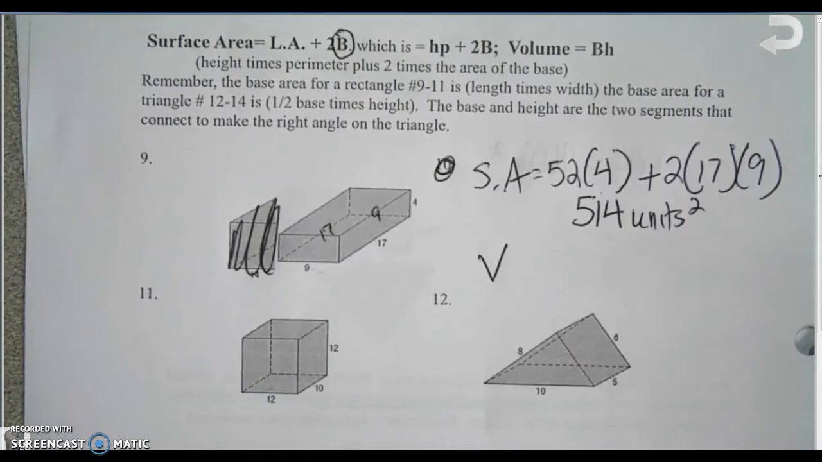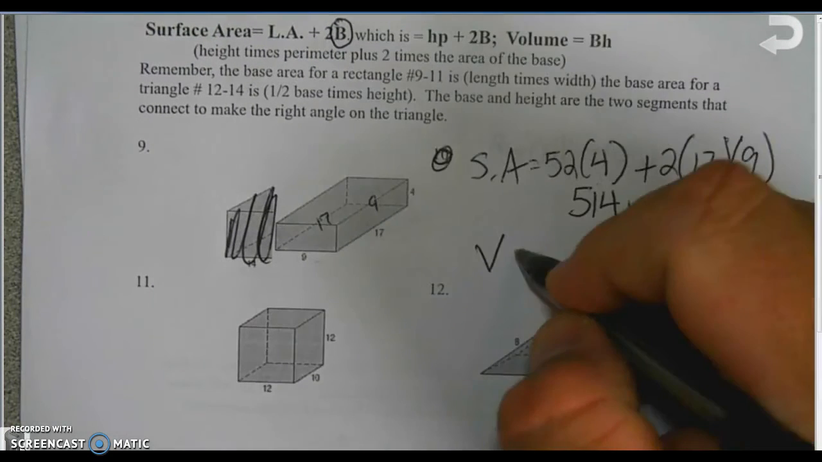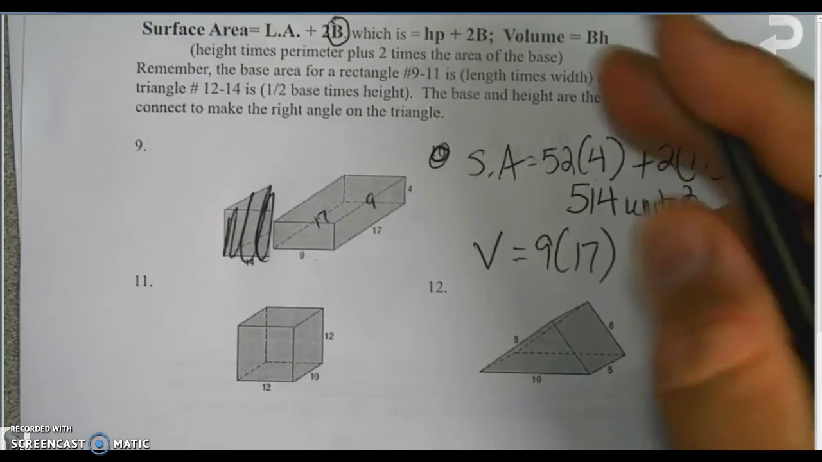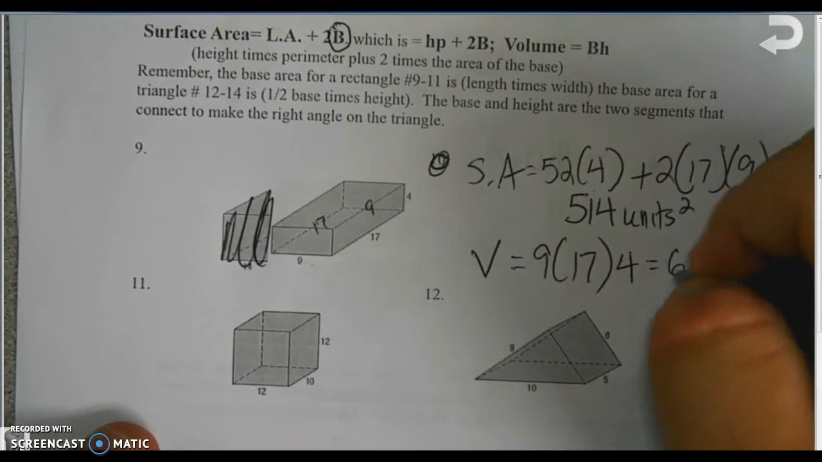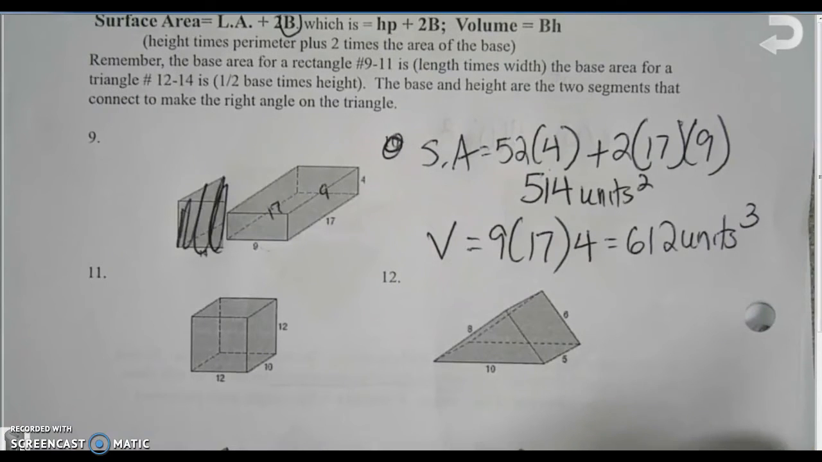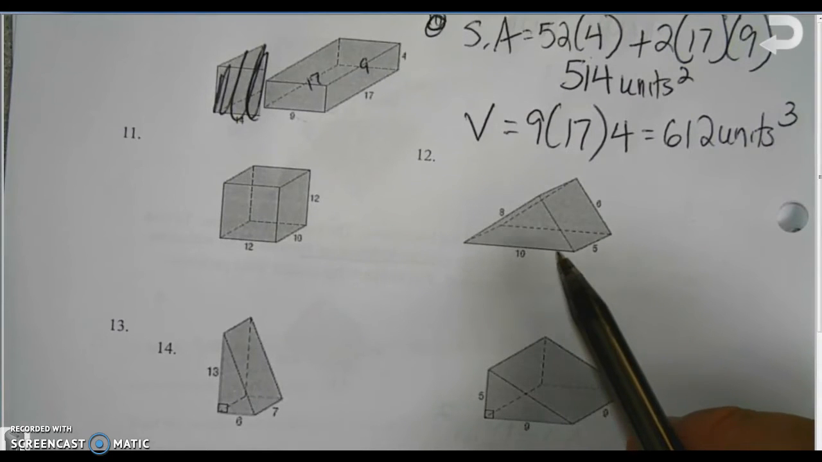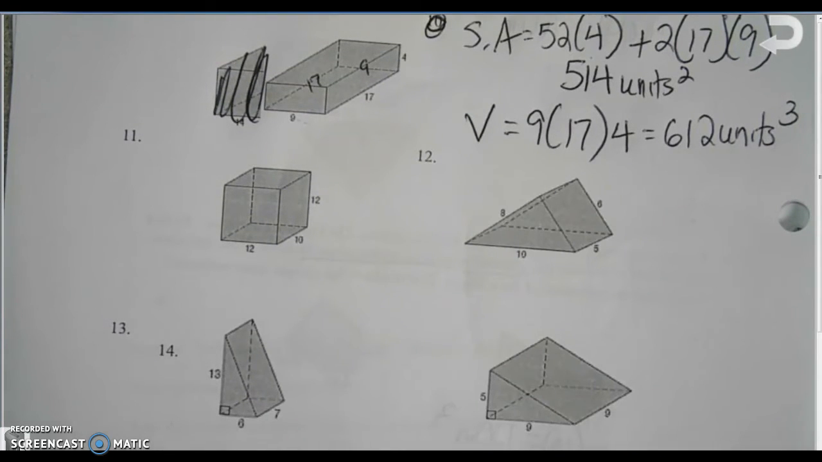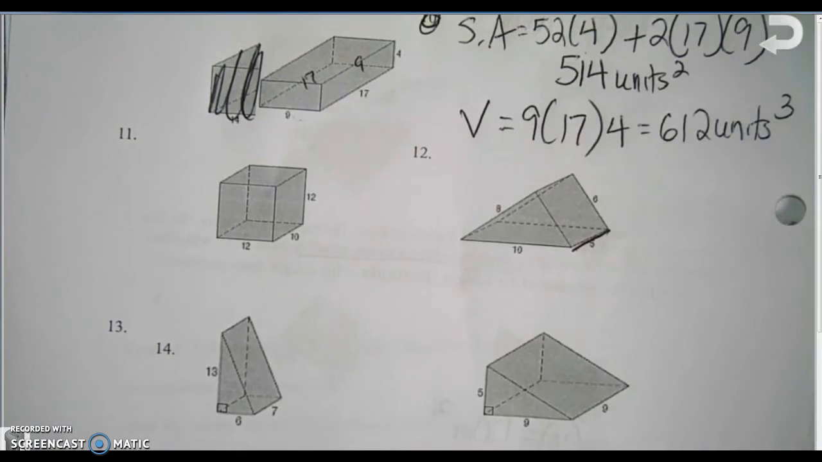Now the volume is a little bit easier actually. It's just the area of the base, so 9 times 17 times the height, which is 4. And so when you do those in the calculator, you get 612 units squared. Units cubed, I'm sorry, you're talking about volume. So I want you to do the other 4 here. Remember, for the triangles, you are going to have to do Pythagorean theorem to find the perimeter of the base, because it's a triangle. Okay, and the height is usually the height of the shape that is not the triangle.